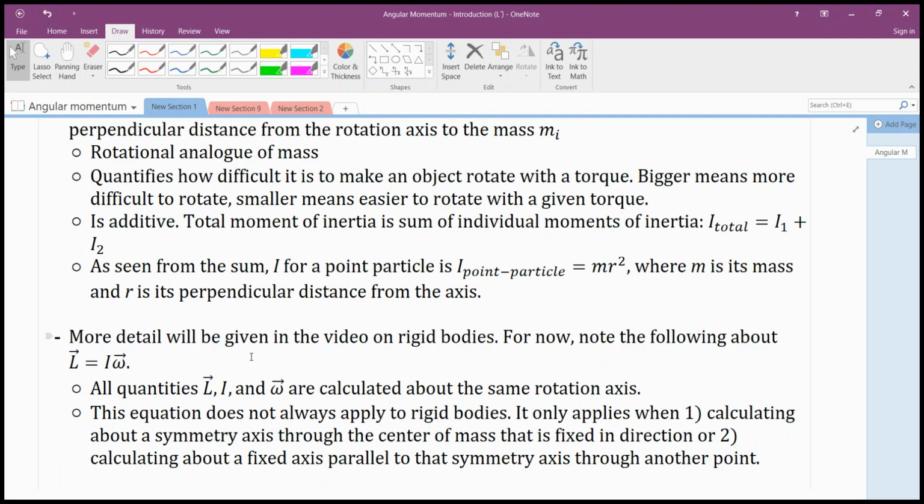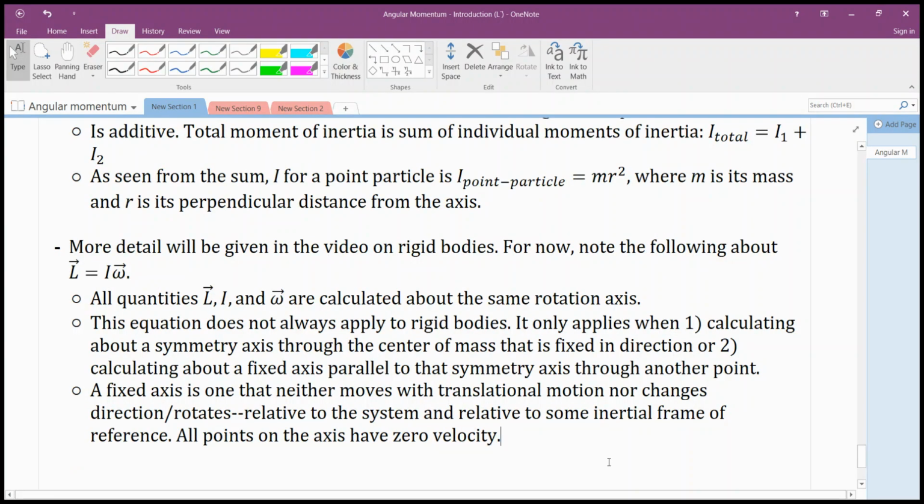It only applies if you calculate about a symmetry axis through the center of mass that is fixed in direction, so its direction is not changing, or if you're calculating about a fixed axis through another point that is parallel to that symmetry axis. By fixed axis in that last point there, I mean one that is neither moving nor changing direction, has no translational or rotational motion. It is just fixed still.